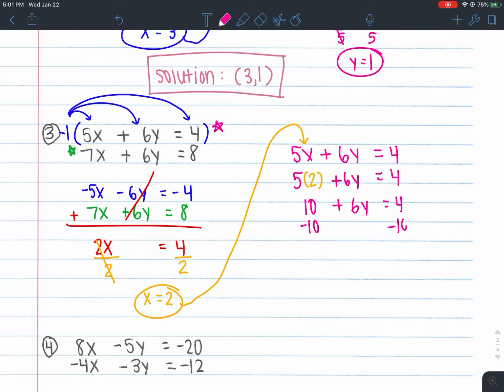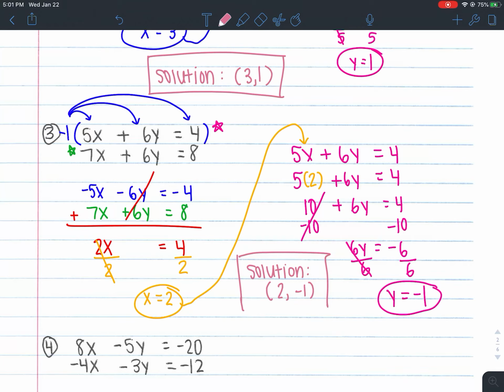I'm going to get y by itself, so I subtract 10 on both sides. 6y equals 4 minus 10 is -6. Divide both sides by 6, I get y equals -1. So what does that mean? That means my solution point is (2, -1).